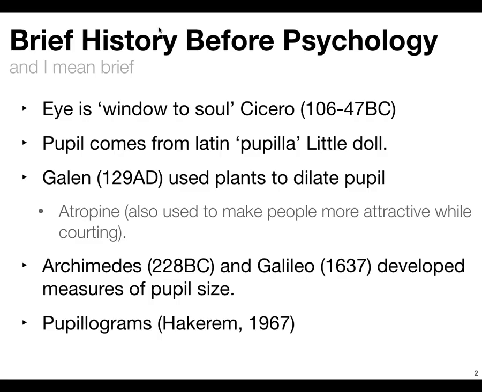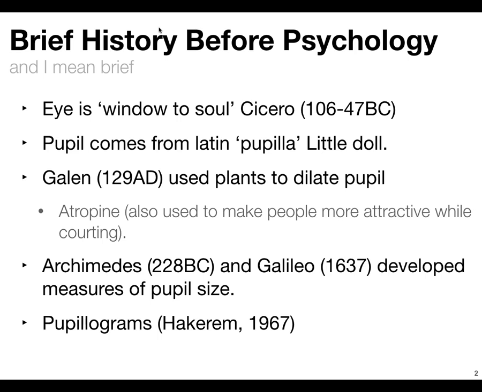So just a bit of brief history about pupilometry before psychology. You can go back to Cicero in Greece, who was the first person to philosophize that the eye is the window to the soul. It was around that time that the pupil was first referred to. In fact, it comes from the Latin pupilli, or little doll. The idea is if you look in someone's pupil, you can usually see a reflection of the real world, but much, much smaller.